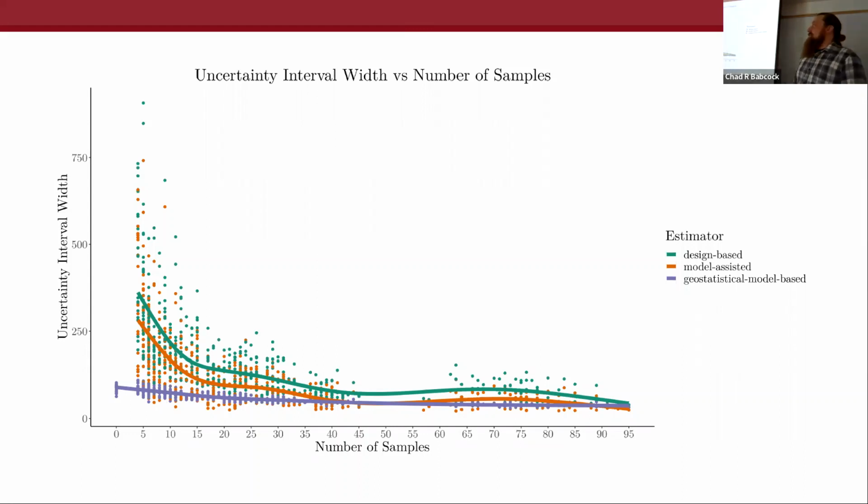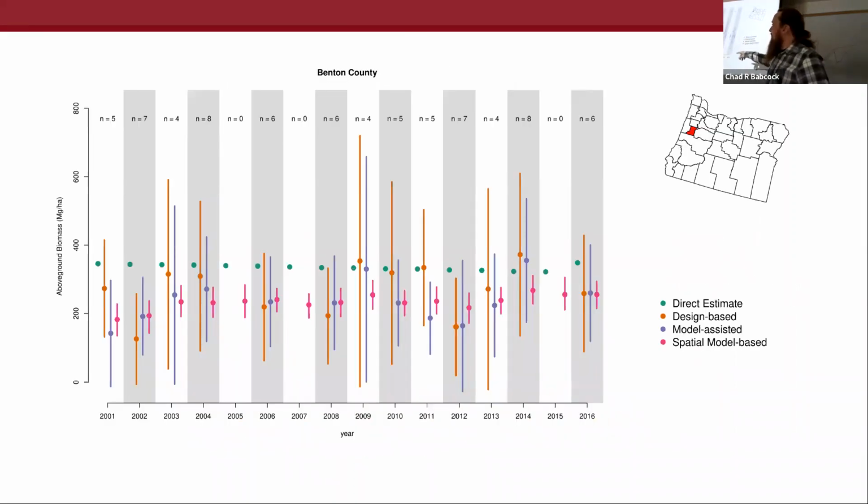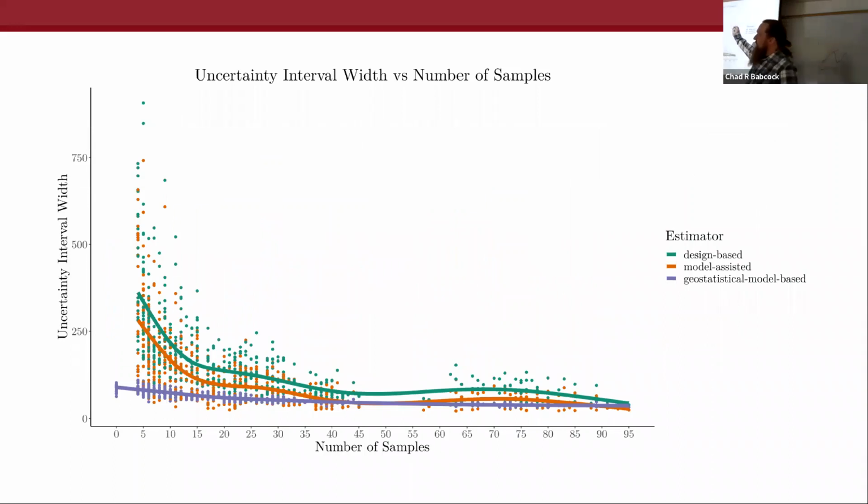This is just a fun plot showing my uncertainty interval width for all of my county predictions for every year. Each dot is the width of the uncertainty interval. The green ones are the design-based ones, orange are the model-assisted, and the purple is the geostatistical model. When we get sample sizes between 80 and 95, which is the max amount we have for the counties, the estimates all do very similarly. But as we reduce that sample size, the model-based approach starts to win out, which shows that we can potentially use this type of model when we don't have a lot of data and still hopefully get reliable estimates.